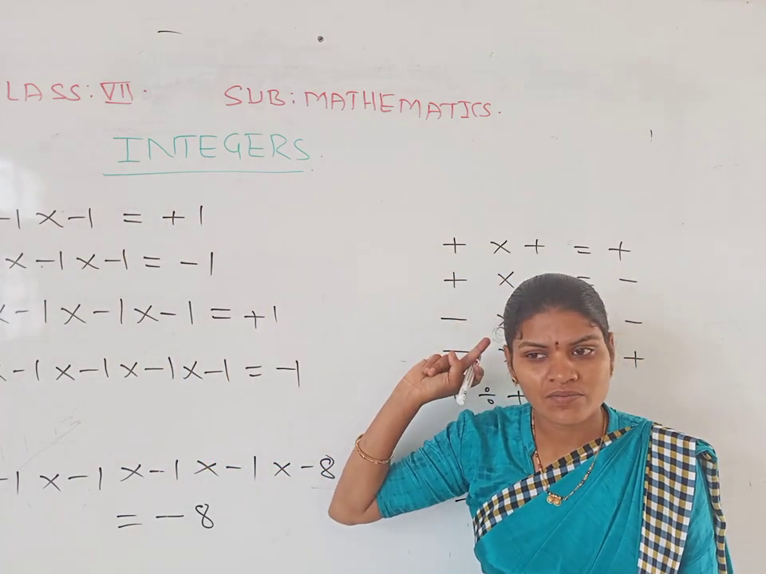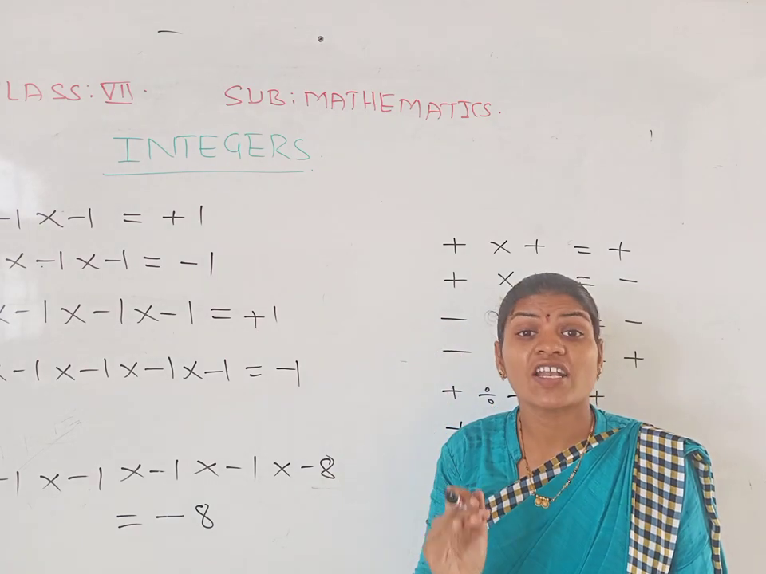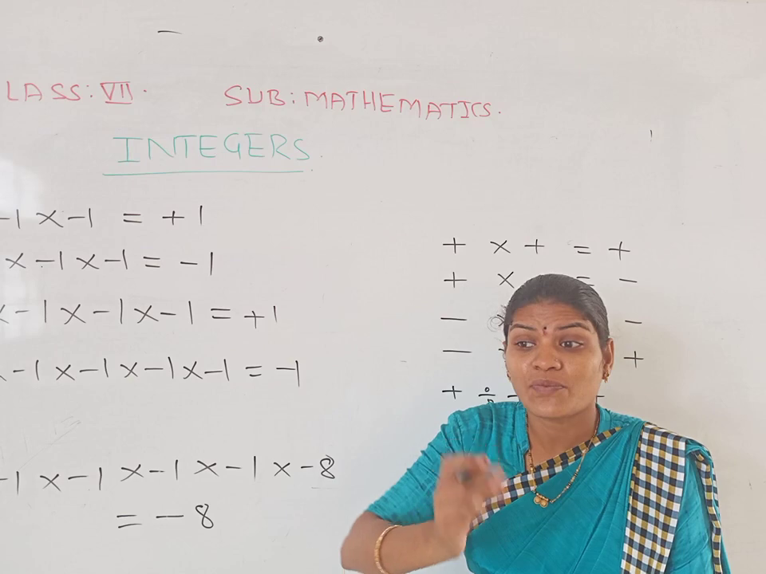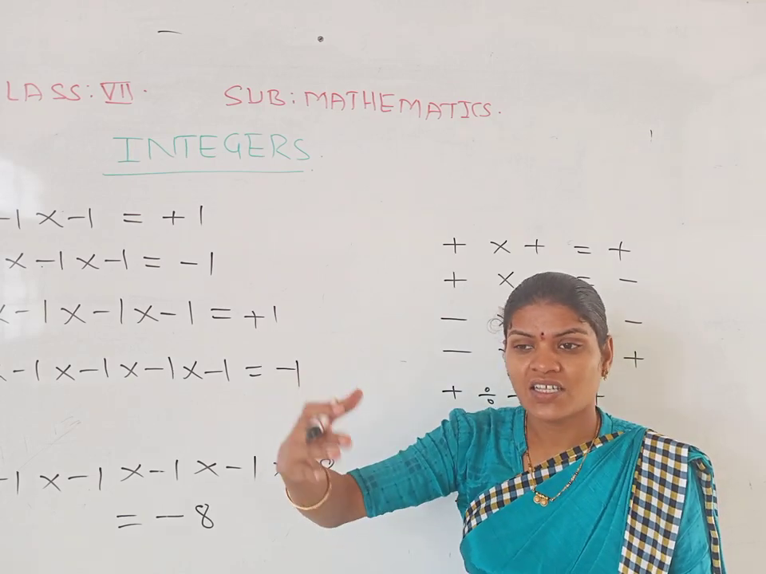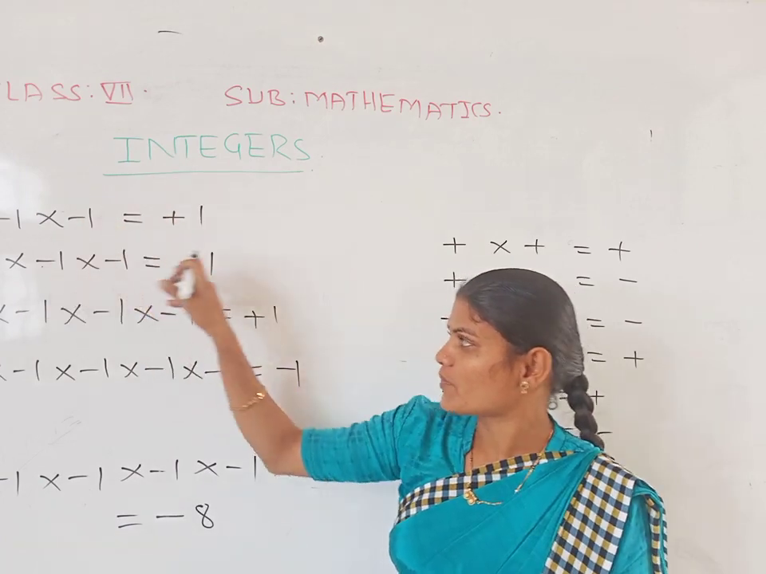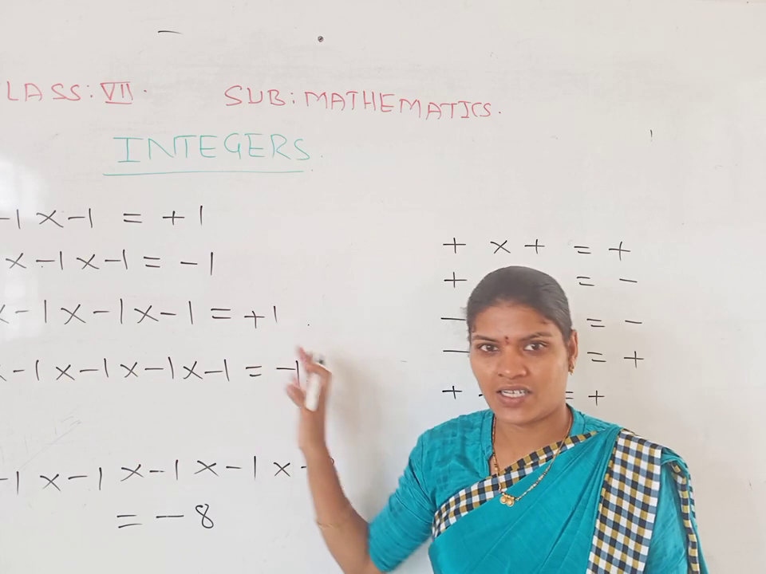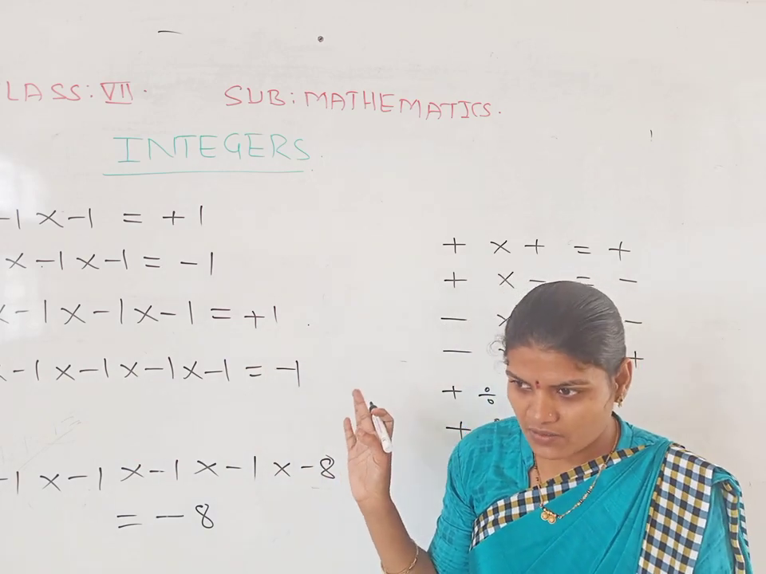Clear? It is the number of times, how many times it repeats, that you have to consider. Even number of times, positive. Odd number of times, negative. Even times, positive. Odd times, negative. I hope it gets clear.